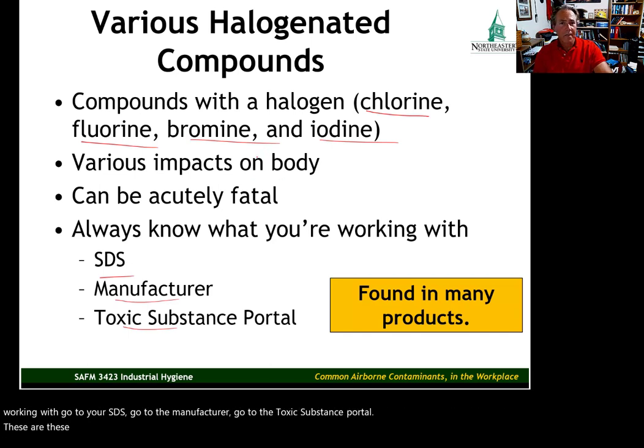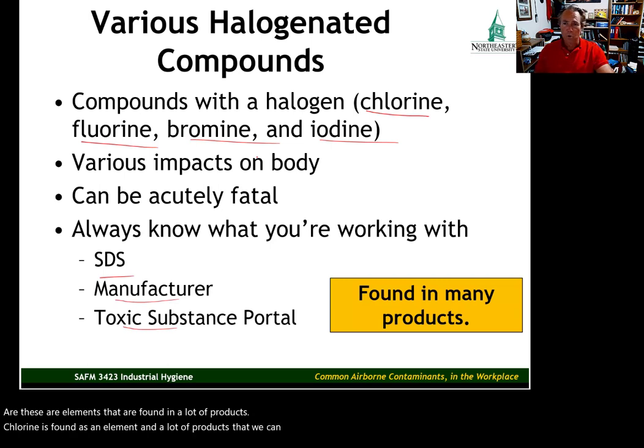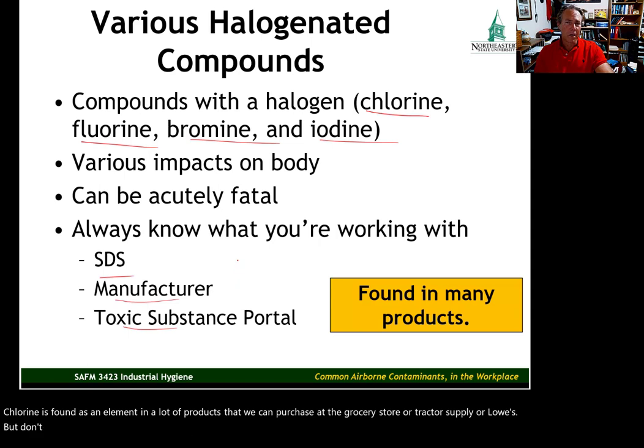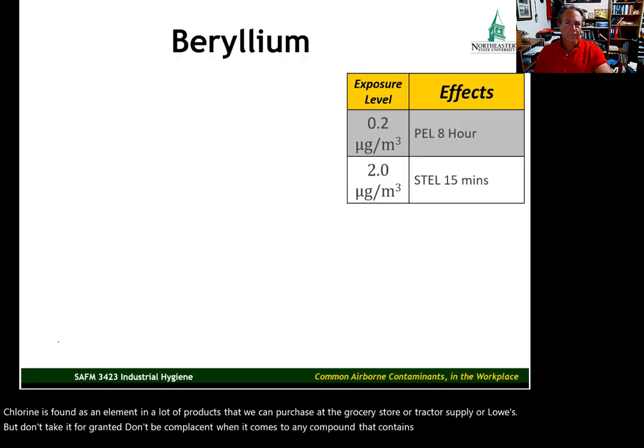These are elements that are found in a lot of products. Chlorine is found as an element in a lot of products that we can purchase at the grocery store or Tractor Supply or Lowe's. But don't take it for granted. Don't be complacent when it comes to any compound that contains these elements.